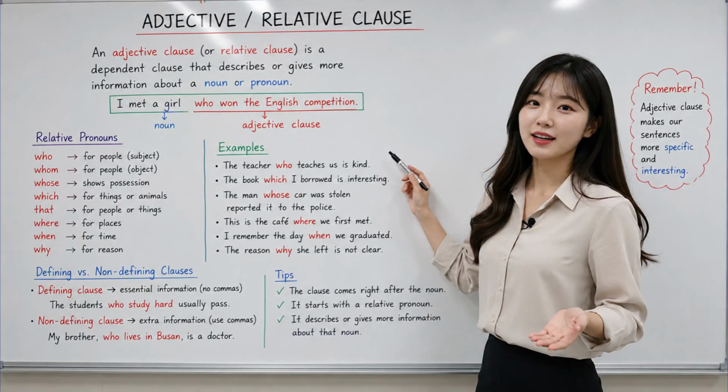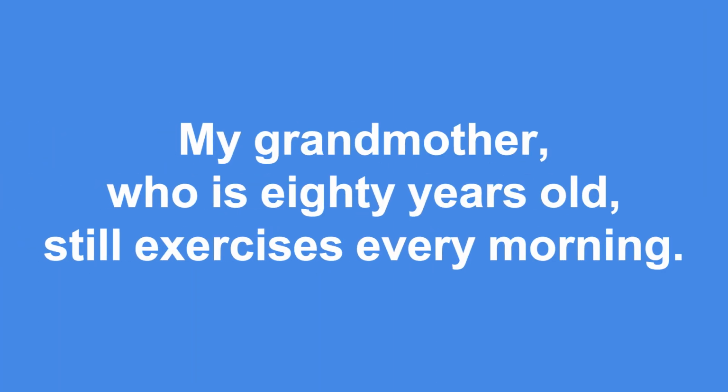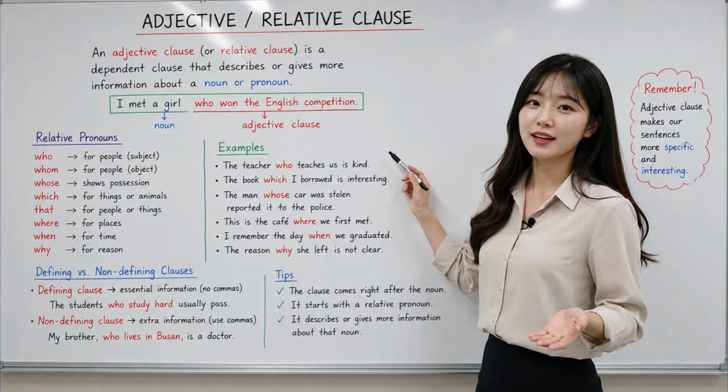At home, you could say, my grandmother, who is 80 years old, still exercises every morning. As you can see, adjective clauses are everywhere. Today, we have learned that adjective clauses are an important part of English grammar. They help us describe people, places, things, and ideas more clearly. Instead of writing several short sentences, we can combine them into one smooth and natural sentence.